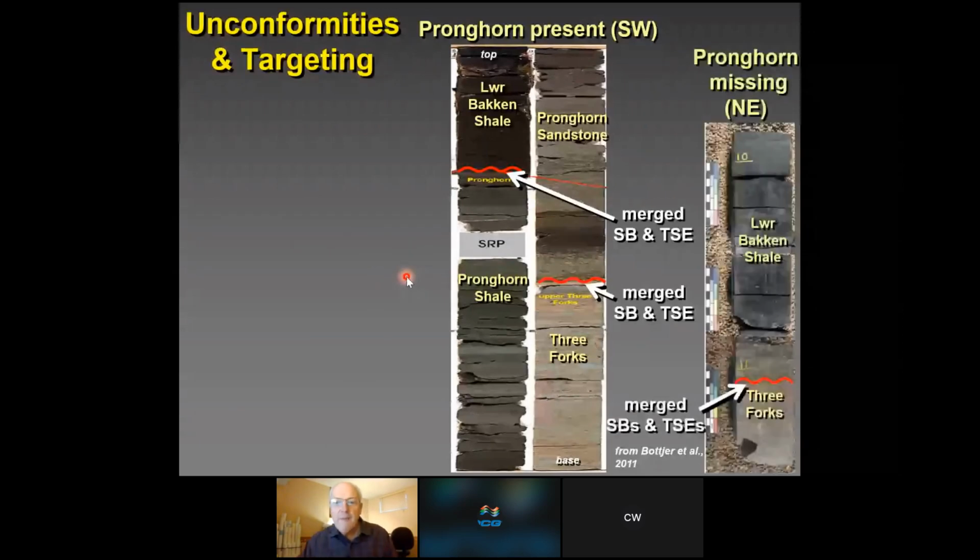To the northeast, what happens? The Bakken Shale is sitting on the Three Forks. What happened to the Pronghorn? This upper sequence boundary kept cutting down, cutting down, cutting down until it merged with this lower one. So it cut out the Pronghorn Sandstone, cut out the Pronghorn Shale. Now we put the lower Bakken Shale directly on the Three Forks. You can actually see some rip-up clasts of the Three Forks in the basal Bakken. Well, how does that affect hydrocarbon saturation and drilling? The lower Bakken Shale is a source rock.